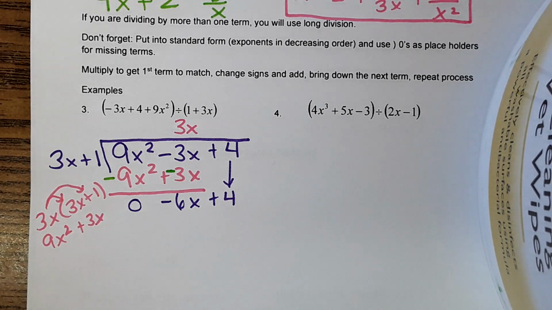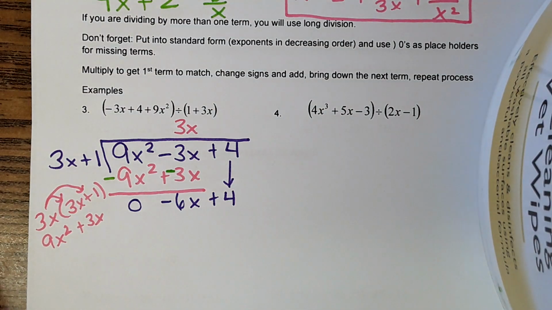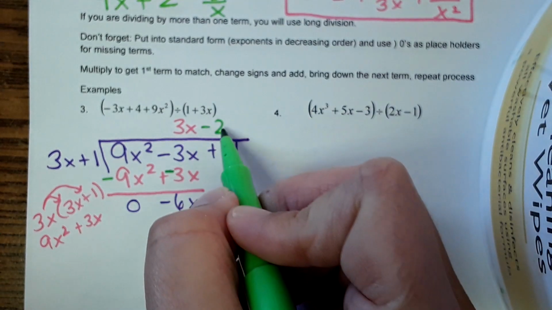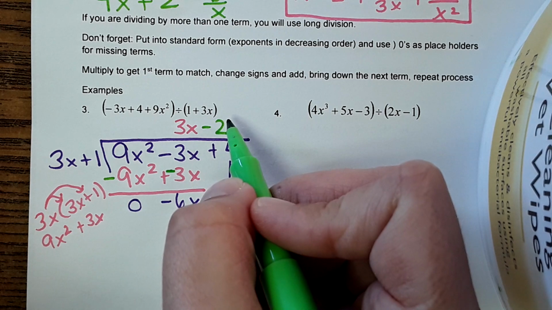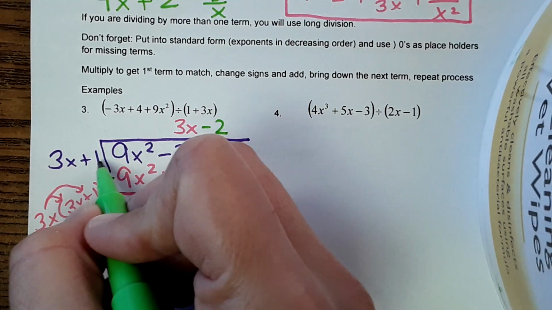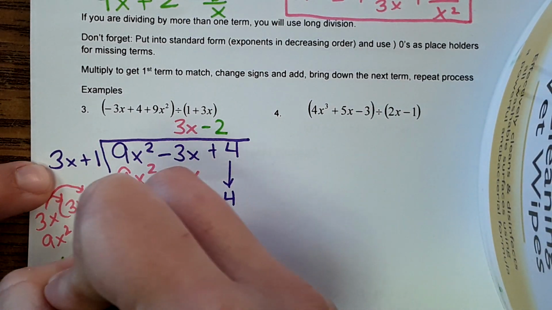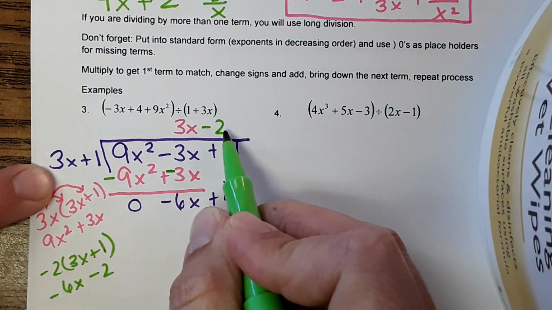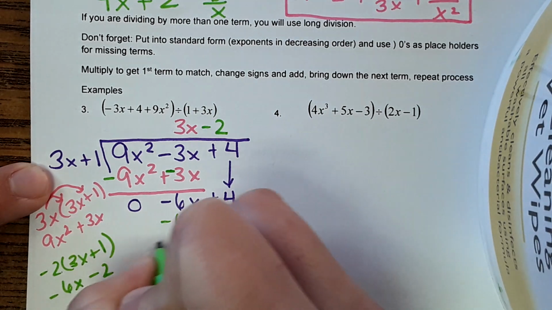Okay, now what? Now we see, what do I need to multiply 3x by to get negative 6x? That would be negative 2. So I'm going to do minus 2. Negative 2 times 3x plus 1, I'm just going to put that down here. So negative 2 times 3x plus 1 is negative 6x minus 2.